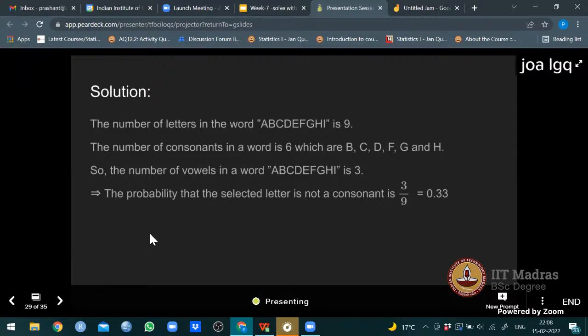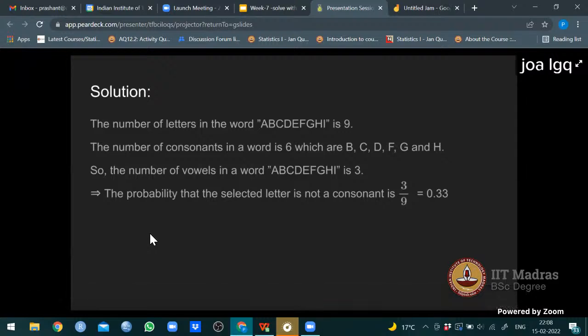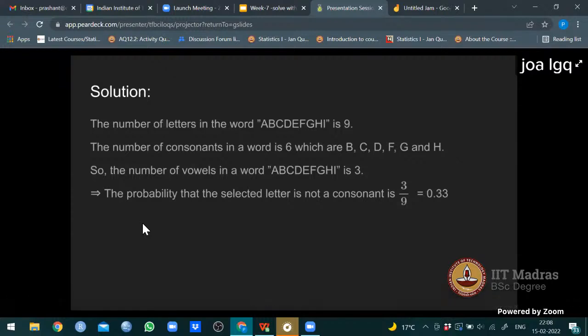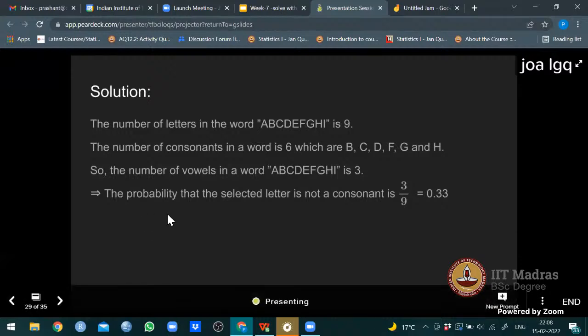3C1 divided by 9C1, same. Yes, but sir is telling us some simple ways, so that we can save time easily. See, first you have to think about how you can solve it in an easy way. If not, then you have to proceed further.